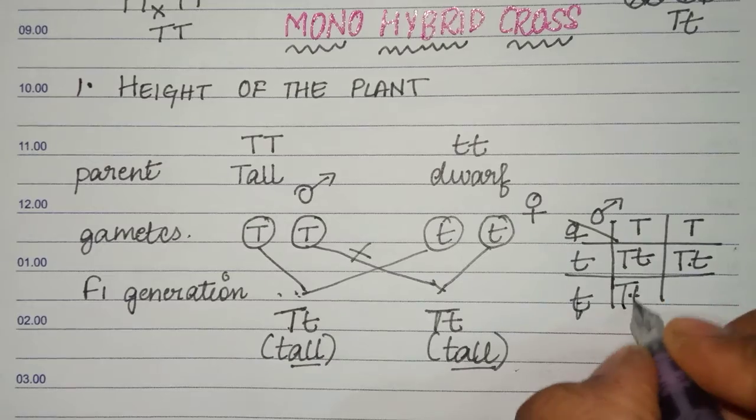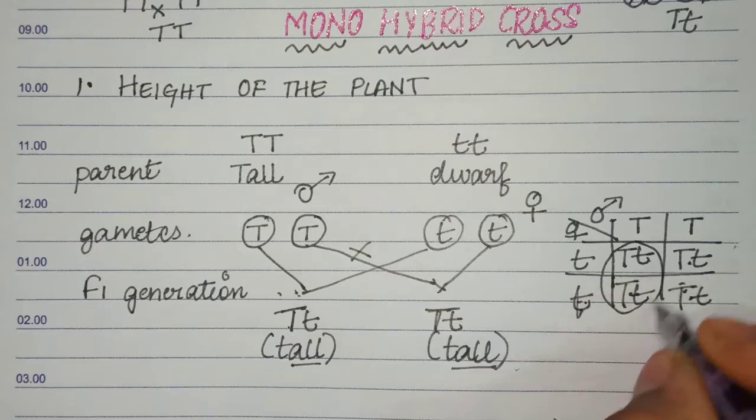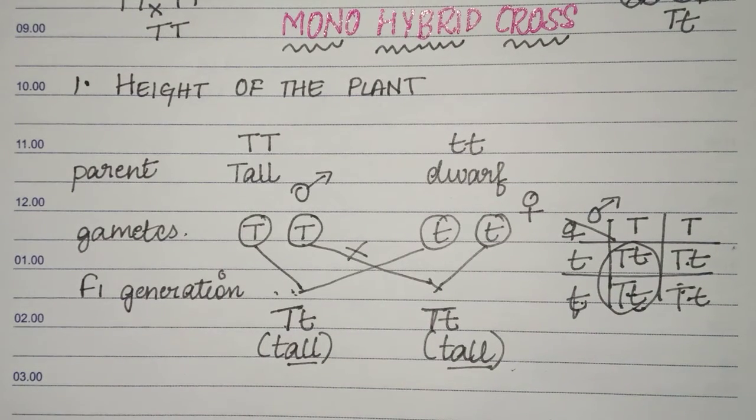Capital T and small t. Again, capital T and small t. So there are all the combinations, but I'm just considering the two of them which I need now. So you got the F1 generation.